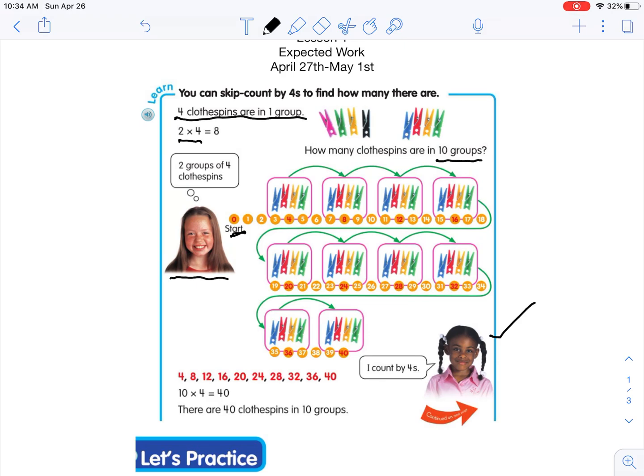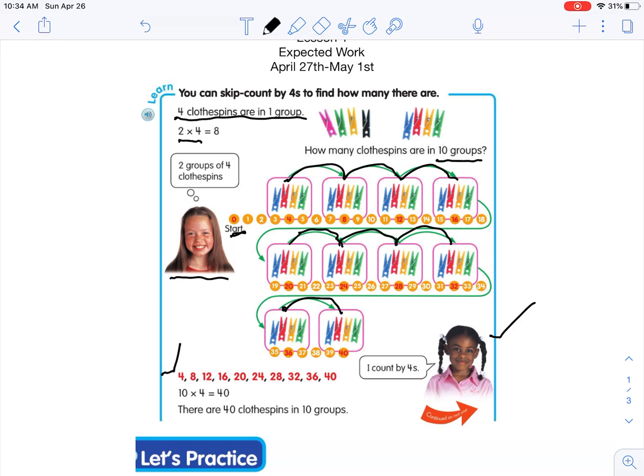Whoa, we got a straight line. Let's start that again. 0, 4, 8, 12, 16. We jump from 16 to 20, 24, 28, 32. Now we're at 36, 40. So if I skip count by 4s 10 times, I get to 40.